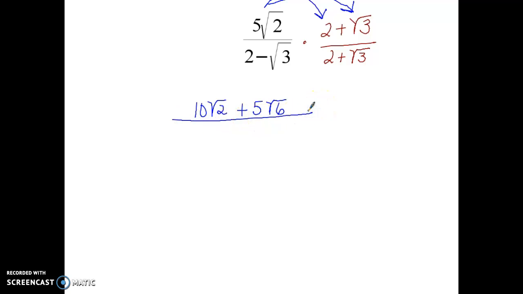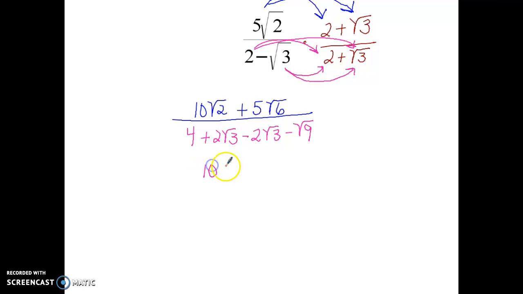My denominator, I have to FOIL, so I'm going to start by multiplying the first terms, 2 times 2. My outside terms would be a positive 2 square roots of 3. The inside terms multiplied is a negative 2 square roots of 3. And my last terms would be a negative square root of 9. Okay, so my numerator, I'm just going to bring my numerator down. The denominator, I have two terms that add out to 0.